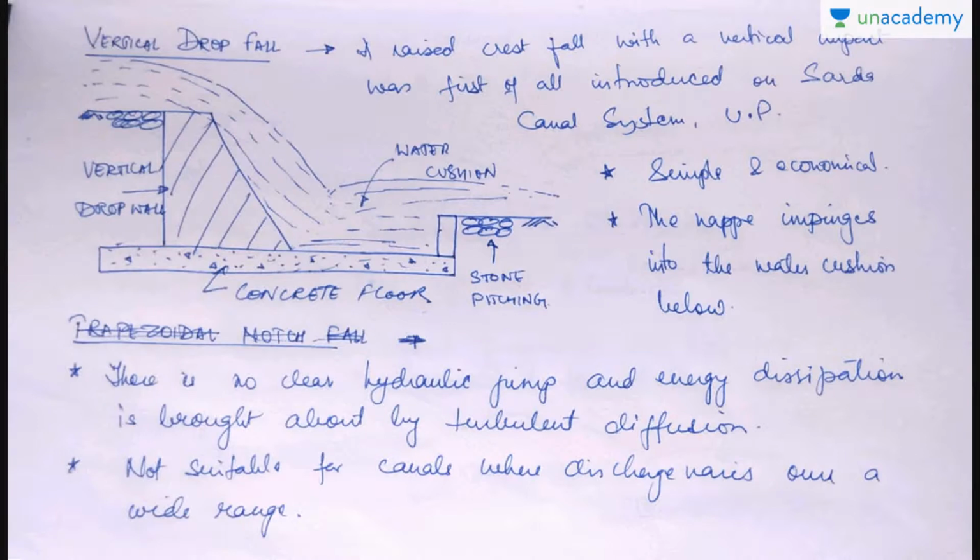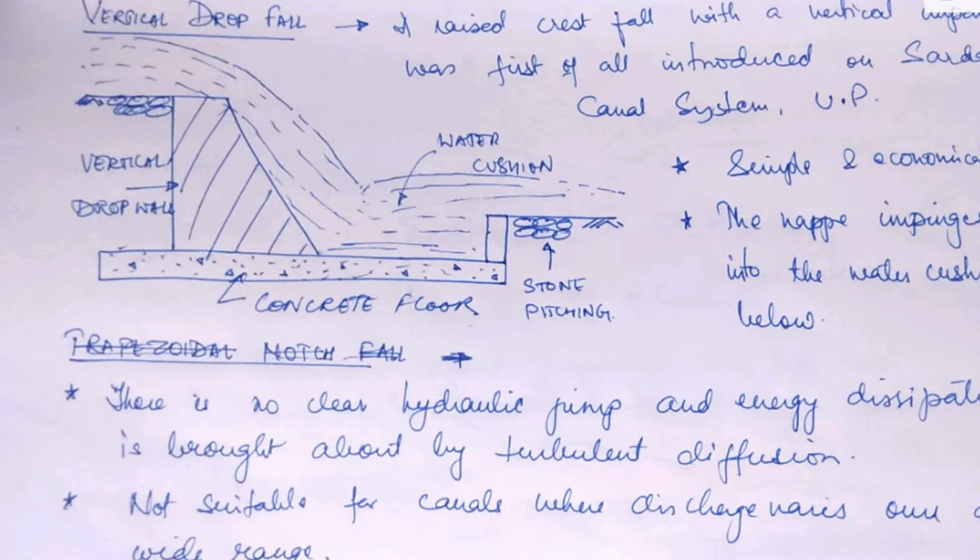Then we can have a vertical drop fall. You can see the picture of a vertical drop fall here. The water is coming here, and then a water cushion is formed, then water is going out. This is your vertical drop wall. Strong pitching is done to protect the bed, and this is your concrete floor.